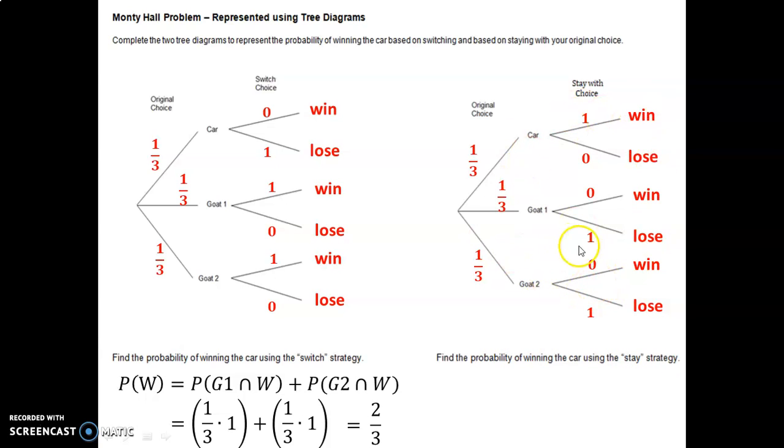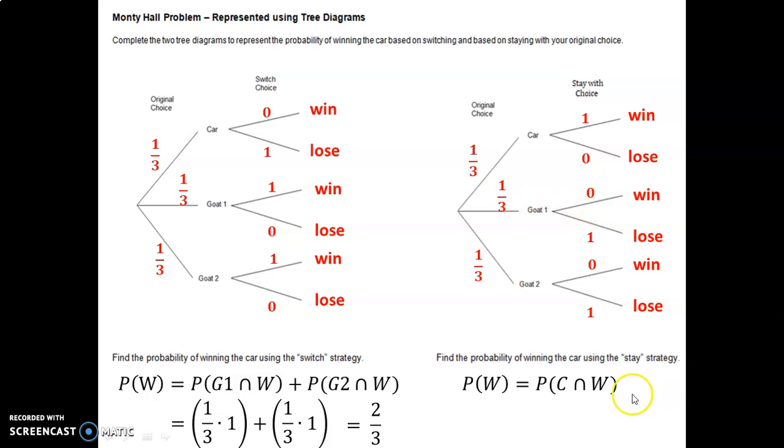So now what's the probability of winning using this stay strategy? Look at this and look at all the wins. Okay, so in this case, winning occurs along only one path, which is you chose the car, and then you go on to win. Only that path leads to win, because again, yes, there are wins here, but those wins are impossible.